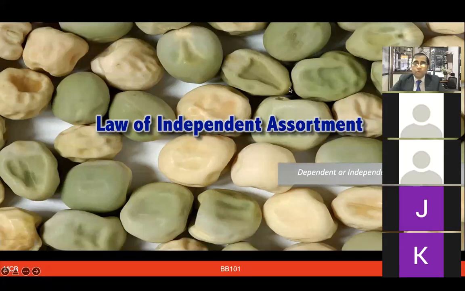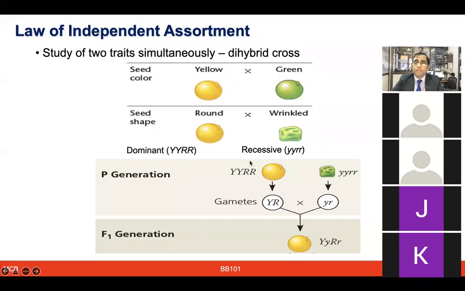But now comes a little more complexity. Given that peas have many characteristics, are they going to be assorted together in a dependent manner, or are they assorted independently? To test this possibility, Mendel thought, can we choose 2 variations? One is seed color and one is seed shape. Seed could be yellow in color or green in color, right? And likewise, it could also be round in shape or wrinkled in shape.